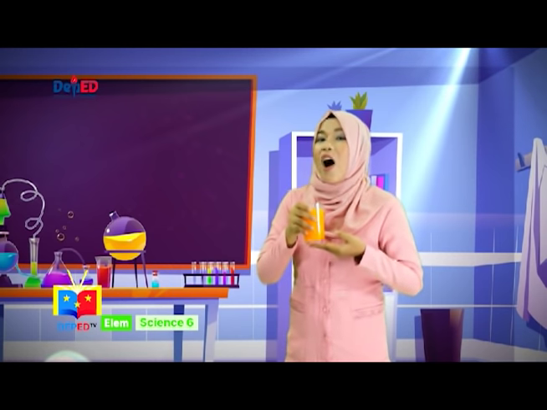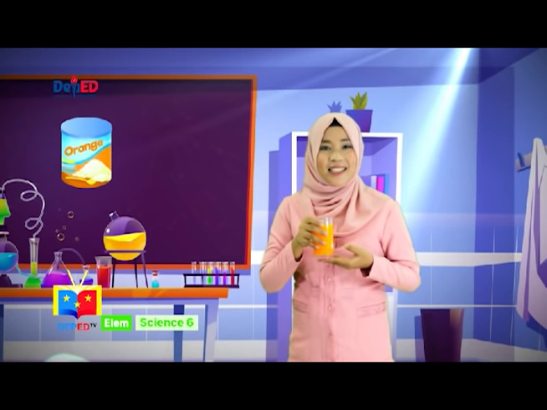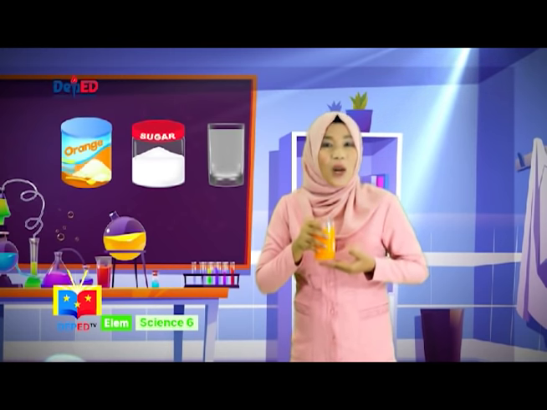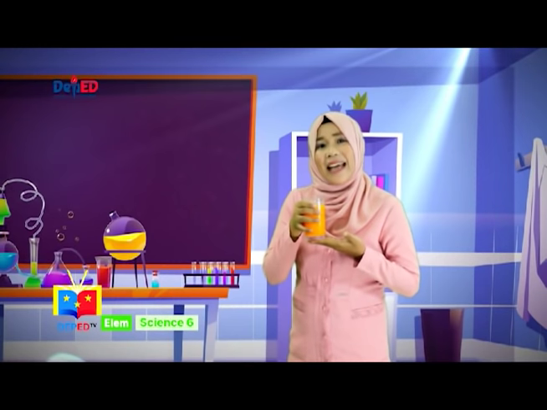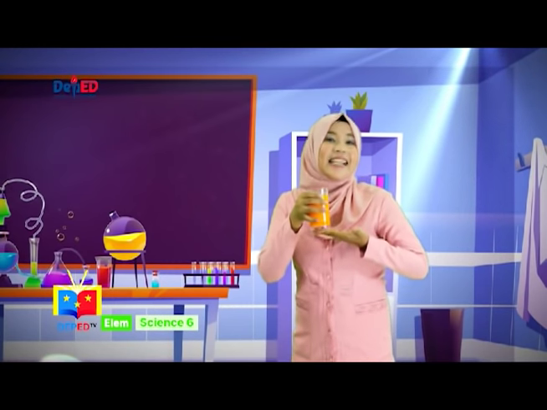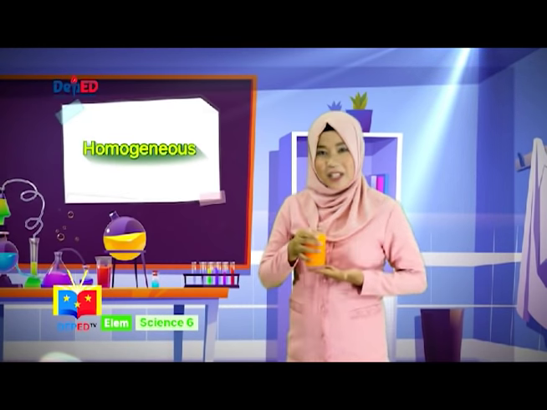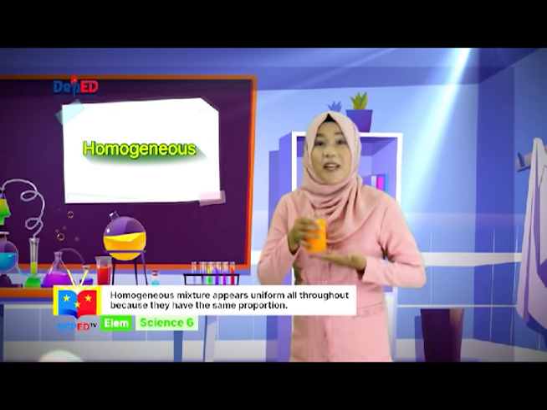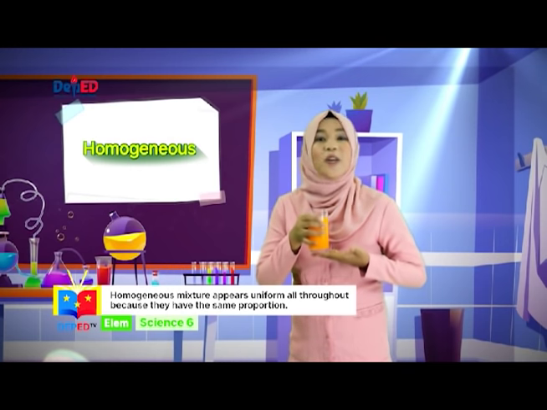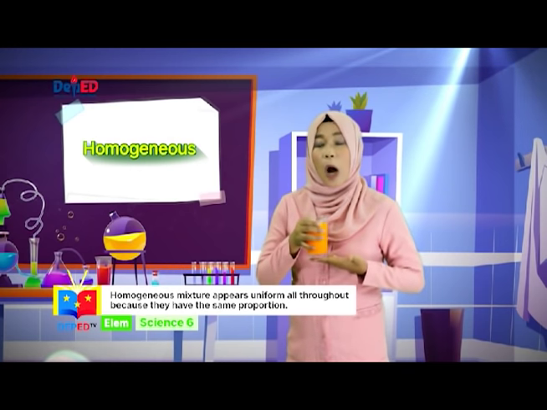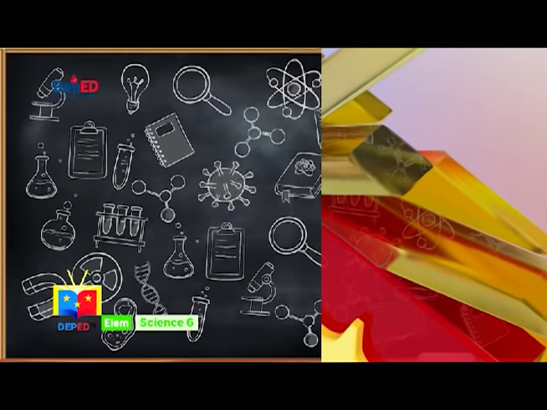Right! The ingredients of this orange juice are powdered orange juice, sugar, and water. Can you still distinguish the sugar in this juice? No, you can't. This is an example of a homogeneous mixture. The prefix homo indicates the same. A homogeneous mixture has uniform composition throughout.